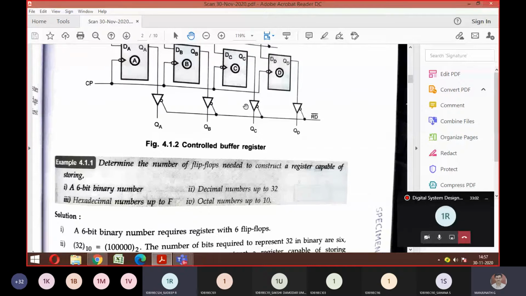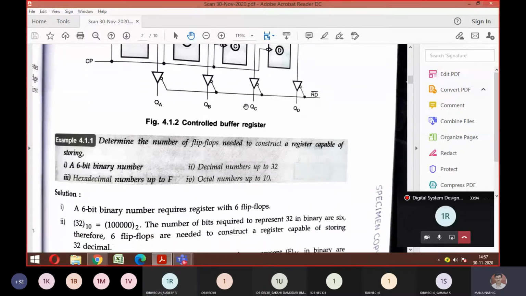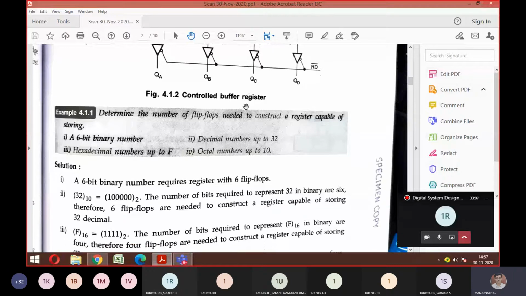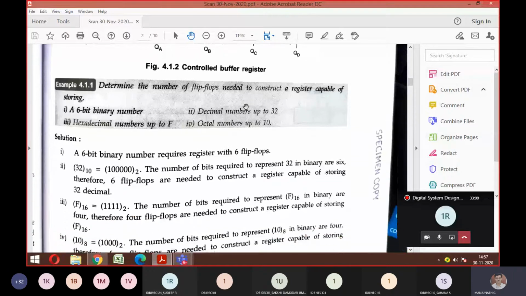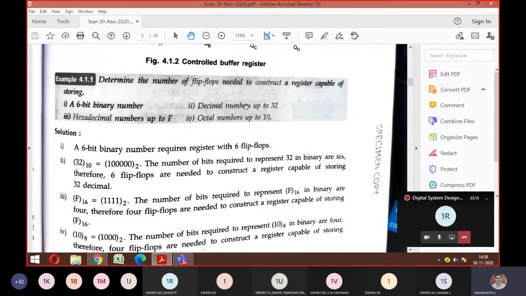Yes, sir. Okay, so before going to the diagrams and the different types of shift register, just look at the screen. If they ask you this type of question, what should you write? I'll just brief it out. The screen is visible to everyone, right? Yes, sir. Visible. So look at the question.